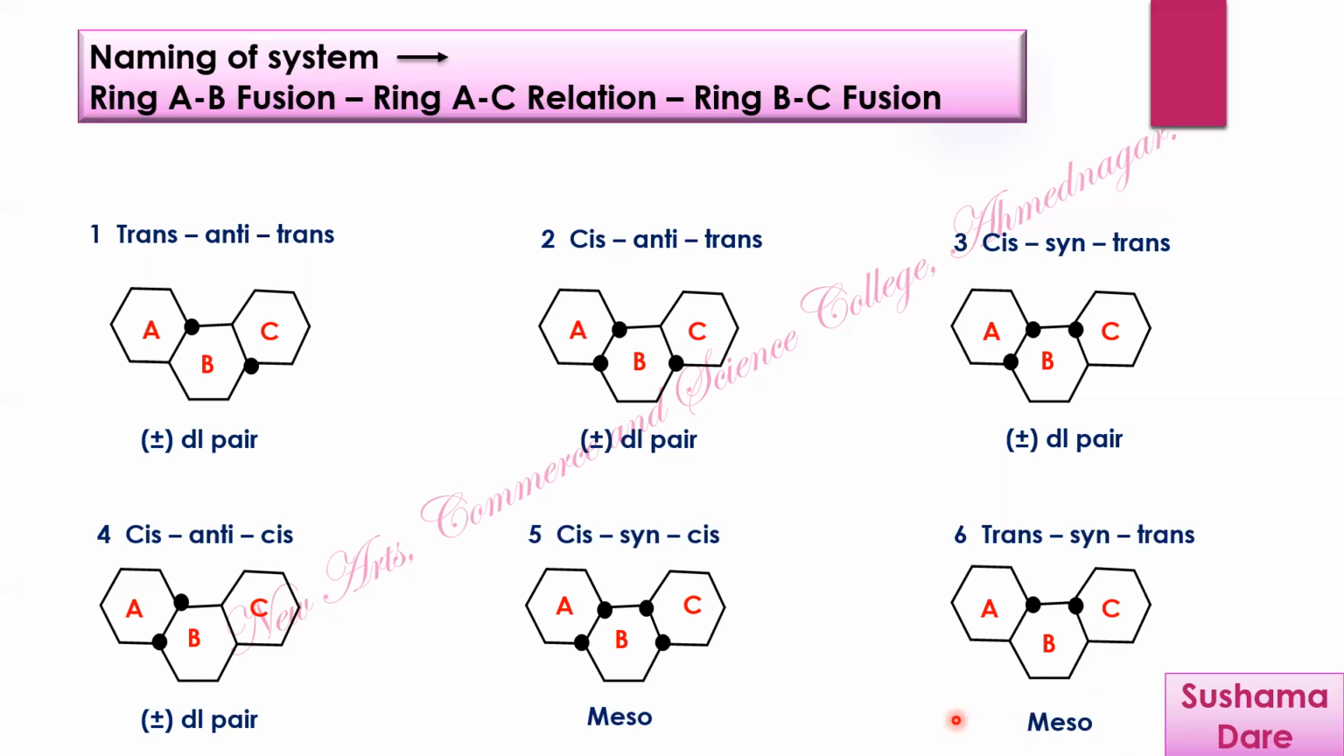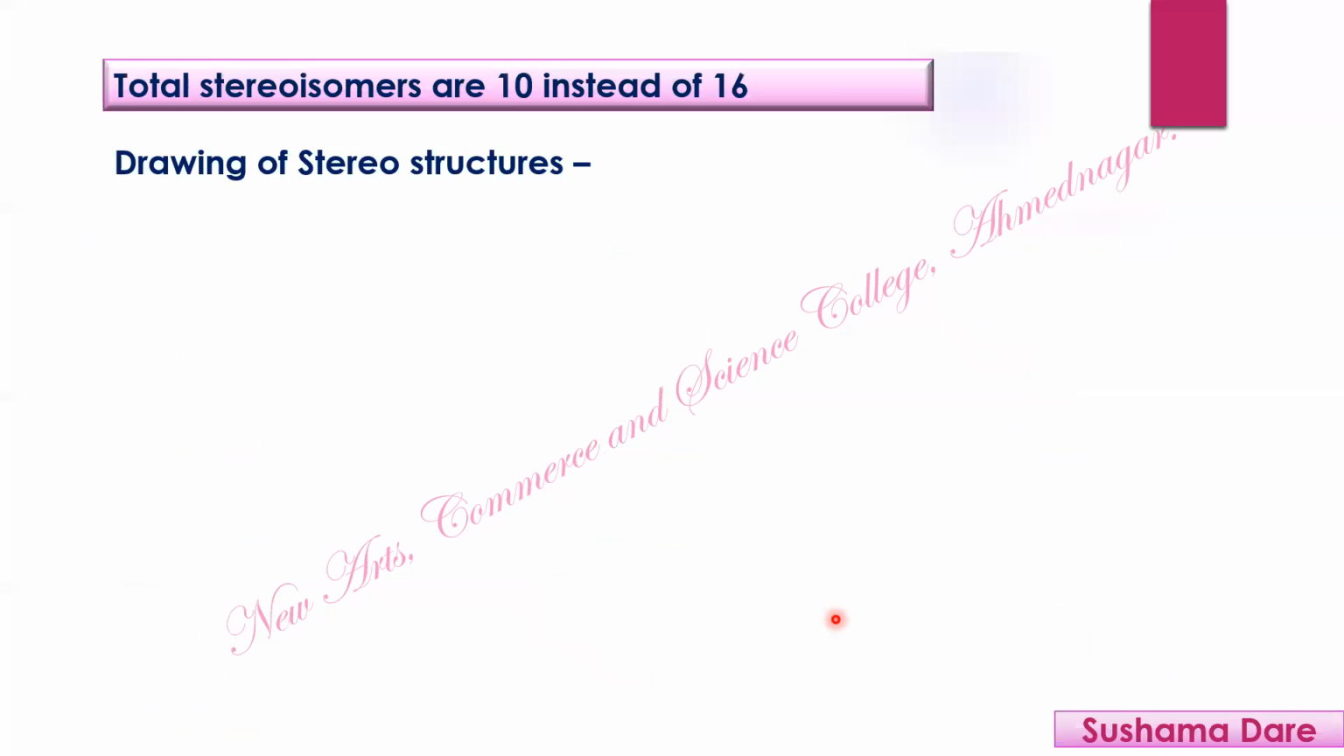So overall, the expected stereoisomers are 16, but how? This is 2, 2, 2, and this 2, that is a total of 8 stereoisomers, and this one is 9 and 10. So instead of 16 stereoisomers, here we will get only 10 stereoisomers. So the total stereoisomers are 10 instead of 16. Now, how to draw the stereo structures?